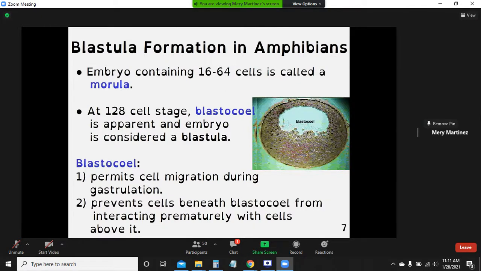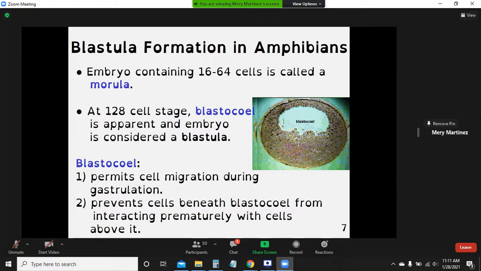So the blastula formation in amphibians is when we have about 16 to 64 cells. Then it becomes the morula. So very early in development changes, right? In the sea urchin, it took a little while to have the morula. We didn't really see a morula in sea urchin, but in amphibians, we have a morula, and it comes from the Latin for mulberry. It looks like a mulberry, exactly, okay?